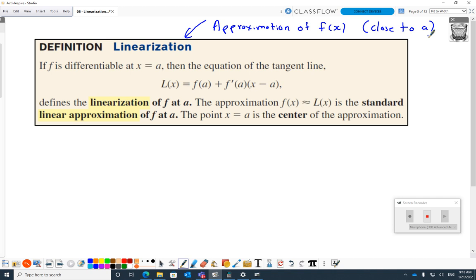And that's sort of the same thing that's going on here. How close? Close. Yeah, you'll know, it'll be okay. Don't worry about it. We know it has to be close. So here's the linearization, it's called. If f is differentiable, that's the big if here.